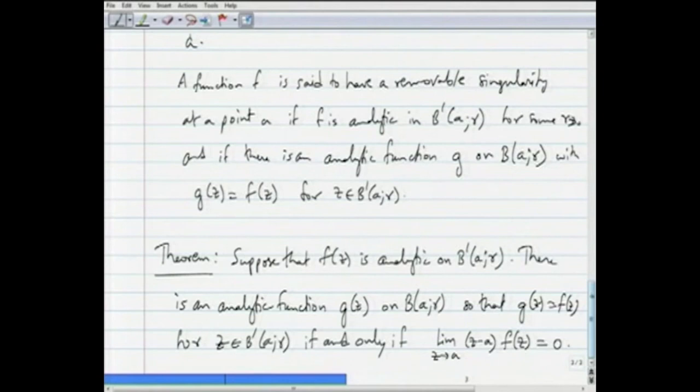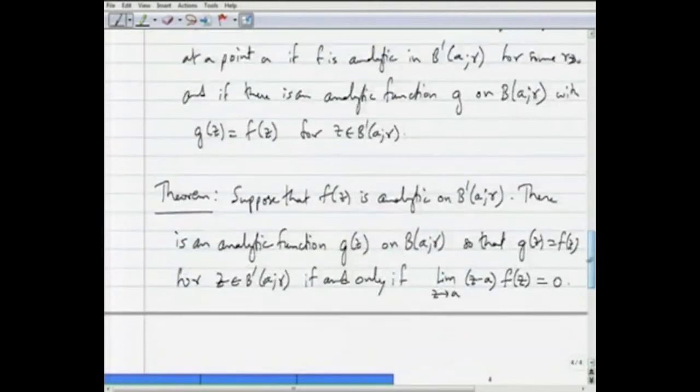So if this condition is satisfied, that the limit as z goes to a of (z minus a) f(z) is 0, then there is an analytic extension of f to the whole open disk B(a, R), if f is already analytic on B'(a, R). And it goes the other way around, of course: if g matches with f on B'(a, R) and g is analytic, then the limit as z goes to a of (z minus a) times f(z) will be 0 by continuity of g.